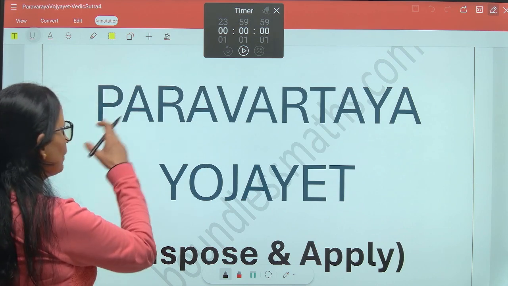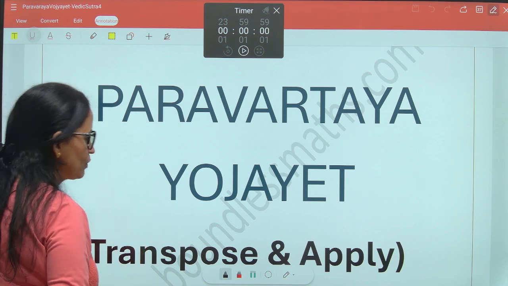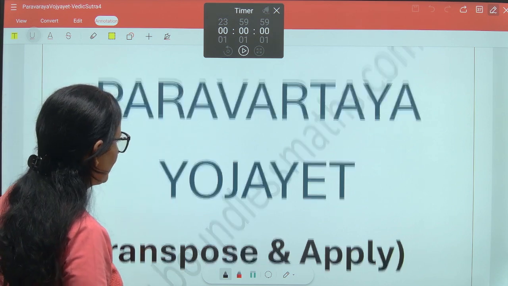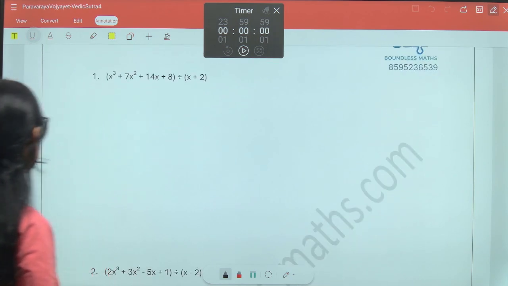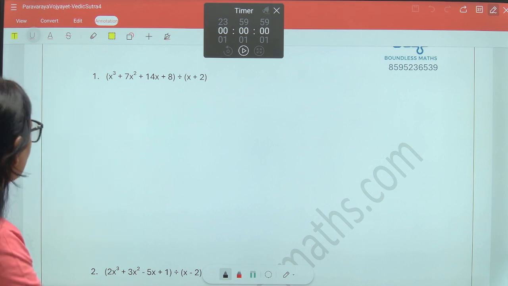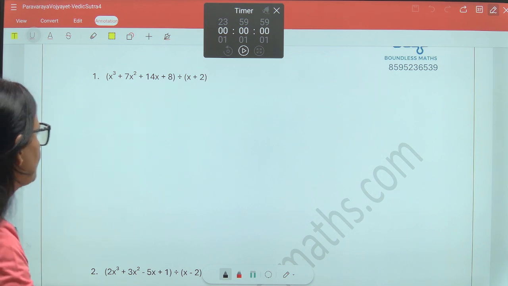The technique PARAVARTYA YOJAYET means transpose and apply. Now let's see how to apply it for algebraic division. So the question is x cube plus 7x square plus 14x plus 8 to be divided by x plus 2.